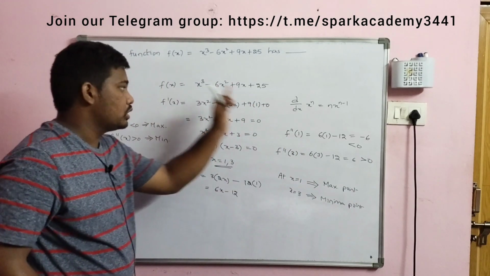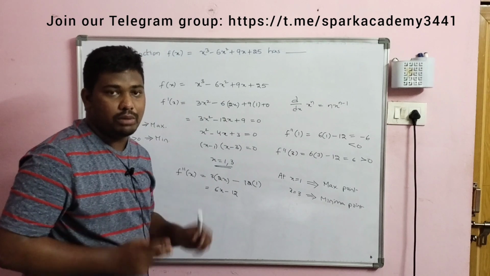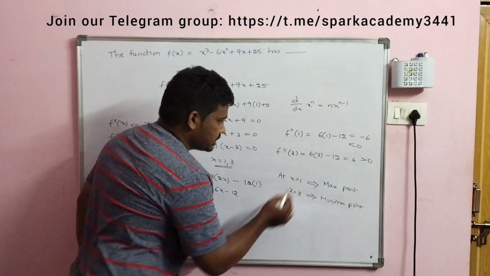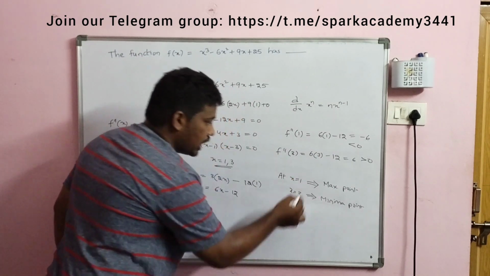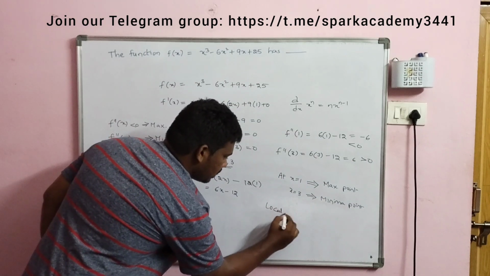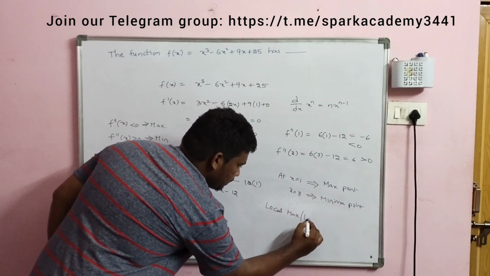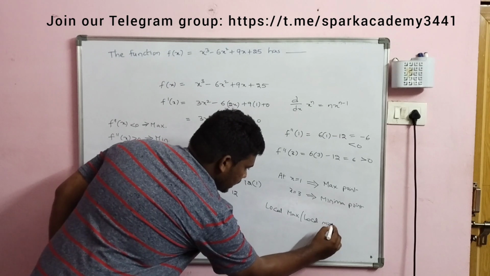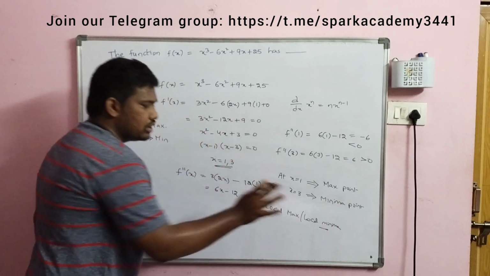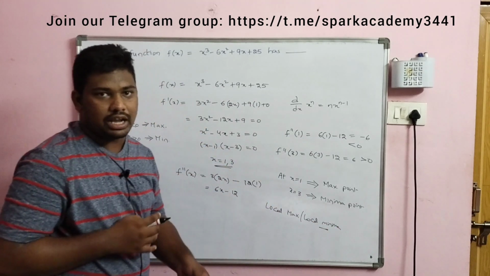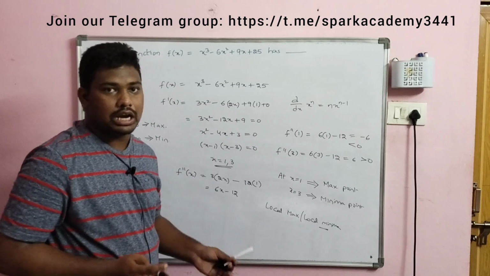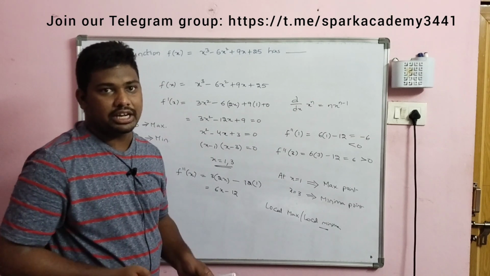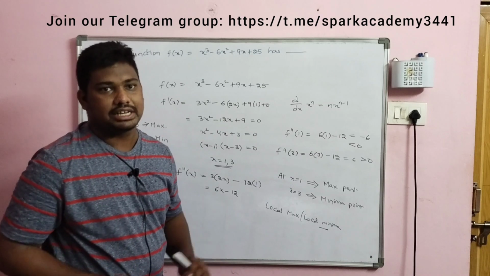This is the actual procedure of solving a maxima minima problem. All these maxima minima points we got are local maxima or local minima, right? These are just local maxima and local minima. There are other maxima and minima which are called global maxima and minima. We will take that example in the next class, right?